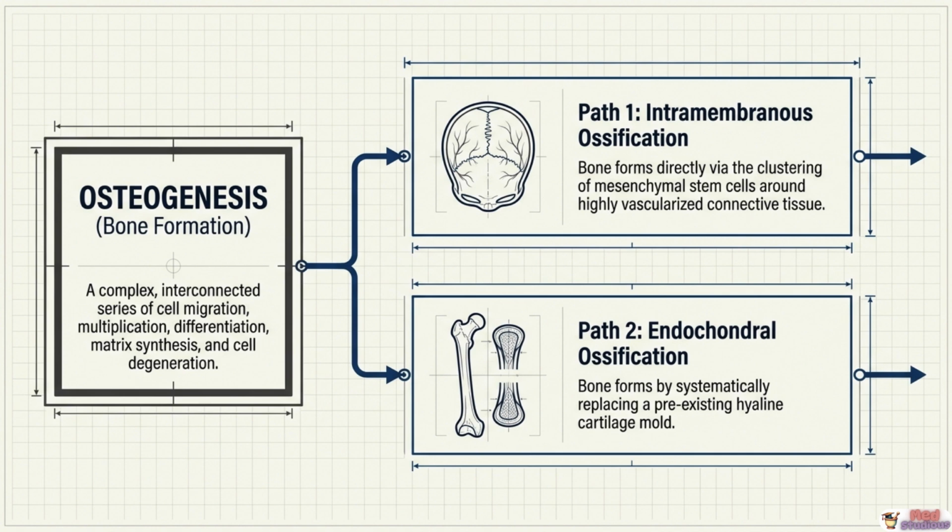Path 2 is endochondral ossification. This is far more complex. Here, bone does not form directly. Instead, a pre-existing hyaline cartilage mold, shaped exactly like the future bone, is systematically broken down and replaced by ossified tissue. This is the pathway responsible for all of the long bones of the body: your femur, tibia, humerus, radius, and every phalanx. Understanding these two pathways is foundational because they explain not only normal skeletal development, but also why certain diseases, like achondroplasia, affect only specific bones. Keep that in mind as we proceed.